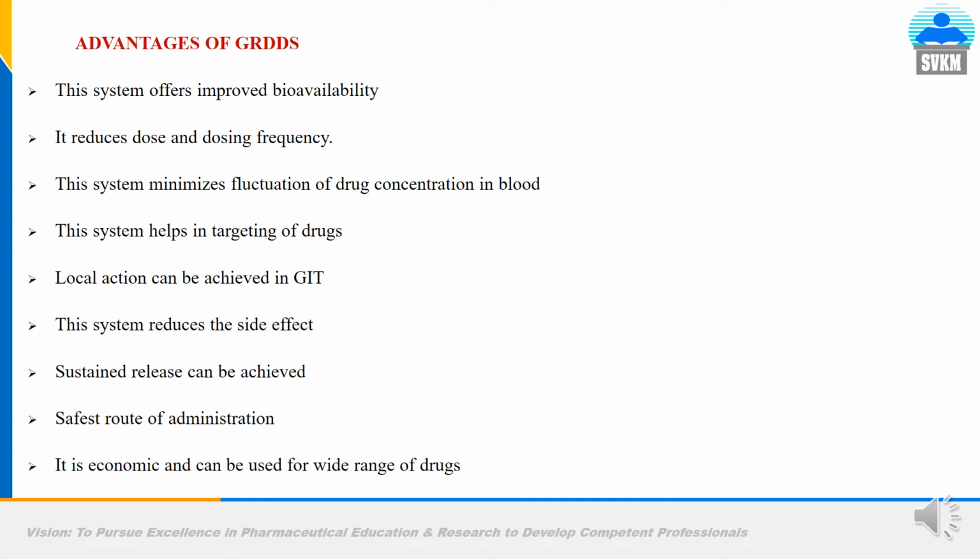This system helps in targeting of drug. If we want a local effect, we can target the stomach by this formulation. Local action can be achieved in the GIT, for example with antacids or for H. pylori infections, where we want a local effect; we can use this type of formulation.